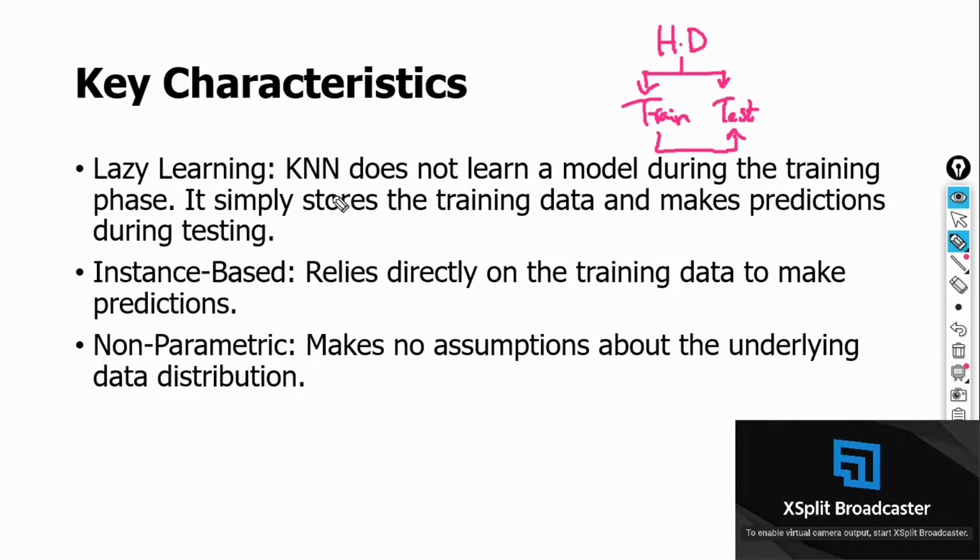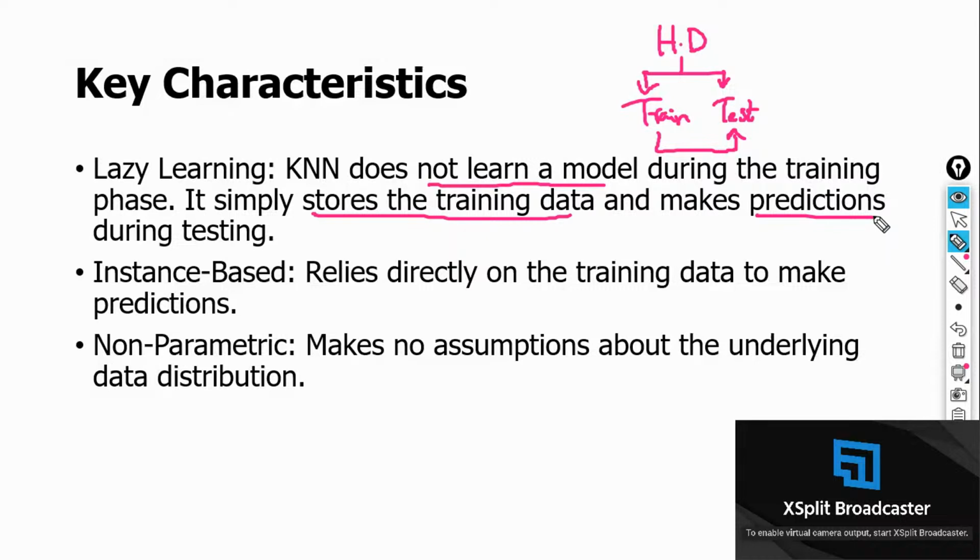But KNN is called lazy learning. The reason is it does not learn anything during the training phase. Then what does it do? It stores the complete training data. The entire training data that we have, it stores in the backend, and using that, it makes predictions on the new data.